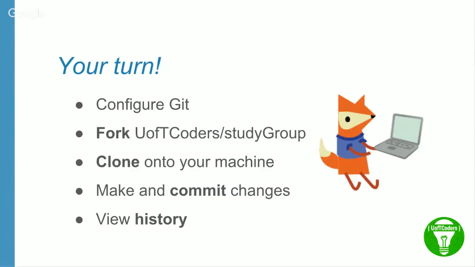Okay, so here's what we're going to do. First, did everyone download Git in some form? Okay, cool. So we're going to configure it if you haven't done this already. If you have, it doesn't hurt to do it again. And then, as I said, we're going to fork U of T Coders, clone it onto our machines, and then you're going to add yourself to our members list, which will go on the website. And that will help us see how this all works.